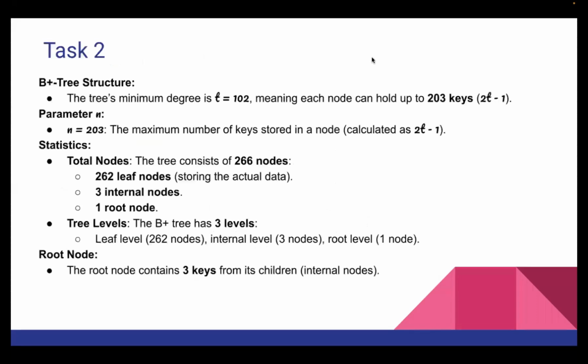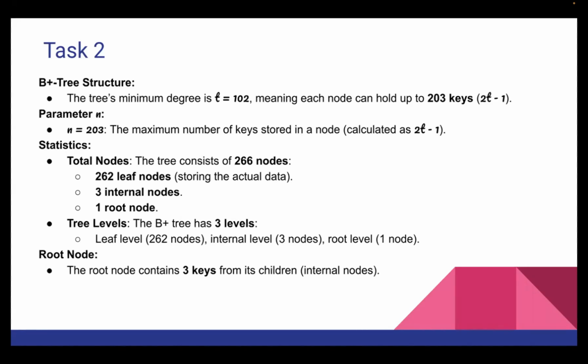In our B+ tree structure, degree T is the minimum number of subtrees of an internal node. In our B+ tree, the degree is 102. The parameter n is restricted to be an odd integer, which refers to the maximum number of keys that can be stored in a node, so n equals 203. Since each leaf node must store at least 102 keys, there will be 262 leaf nodes.